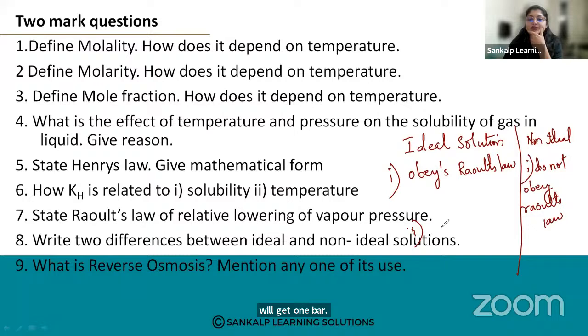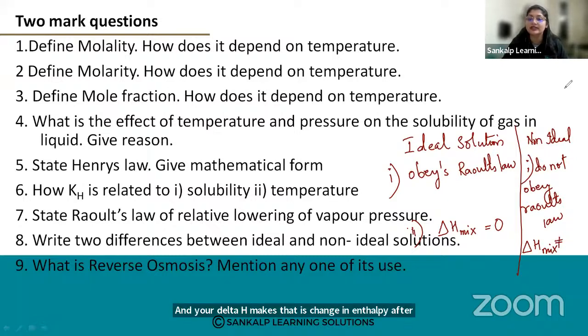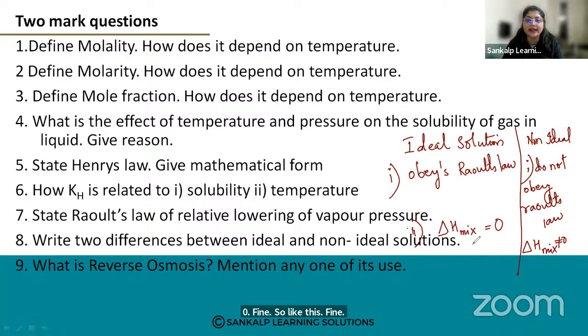Now, the second point is what? Delta H mix, that is the change in enthalpy after mixing, is equal to 0. And here delta H mix, the change in enthalpy after mixing, is not equal to 0. So if you write this properly, delta H mix, all these things should come. If there is any mistake, then it will be wrong.